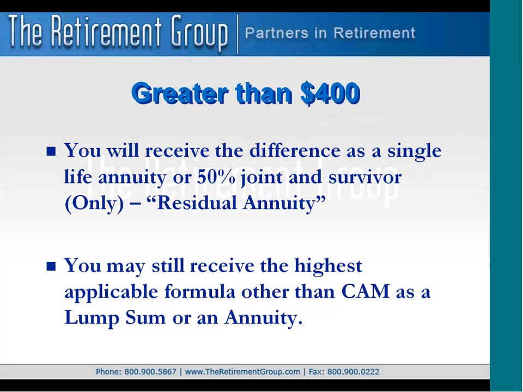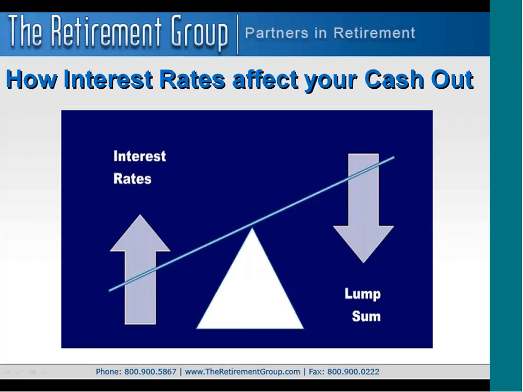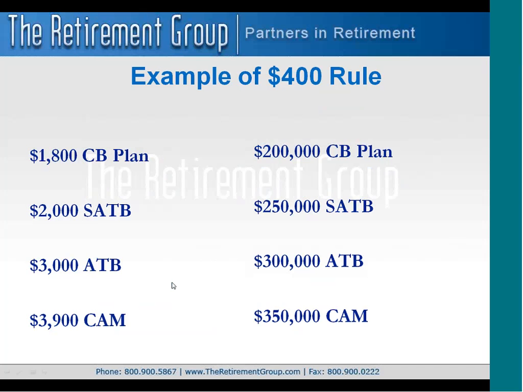I think the easiest way to actually understand how this works is by looking at this table. In this example, the highest 2 annuity payments are the ATB and the CAM. As you can see, the difference between these 2 annuity payments is greater than $400. It's actually $900. So what that means is they no longer get to take that CAM lump sum, which is the largest. If they want to take the lump sum, they're going to have to take the second highest lump sum, which is the ATB, or $300,000 up front. And then the company is going to give them a residual annuity of $900, which is the difference between the 2 highest annuities.